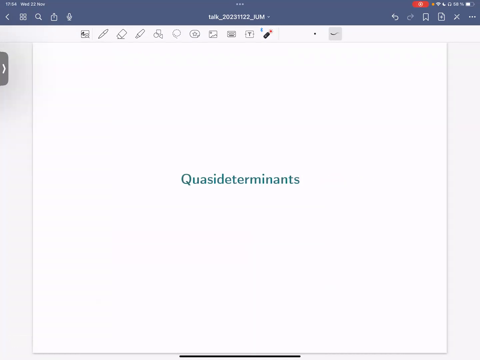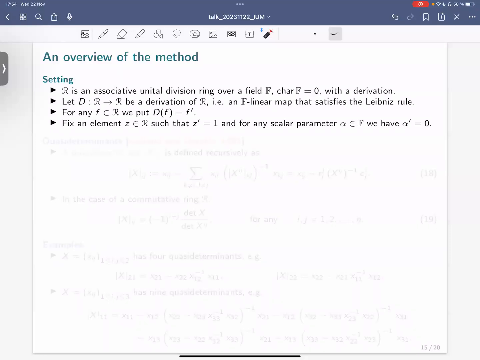Now I would like to present another tool for working with non-Abelian Painlevé systems. We are going to use quasi-determinants. In this setting, we need to consider, instead of the algebra, an associative unital division ring over a field F with zero characteristic, and this ring should also be equipped with a derivation. We will denote it by capital D, and this derivation, as before, is an F-linear map that satisfies the Leibniz rule. It is the main property of this map.